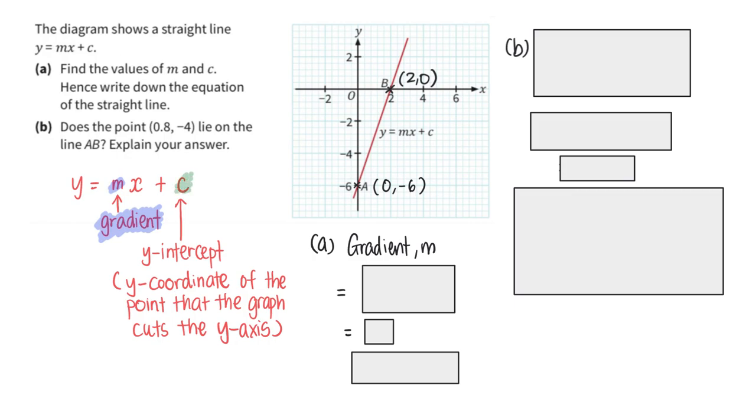And the c represents this term we call y-intercept, which is actually the y-coordinate of the point where the graph cuts the y-axis. So in this case, this is where the line cuts the y-axis, and therefore for this particular question, the y-coordinate is -6.